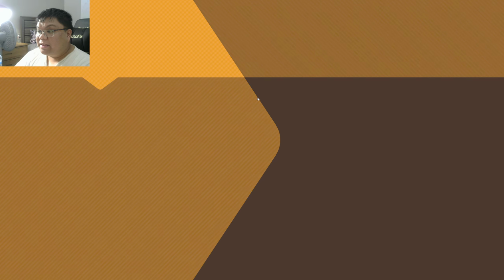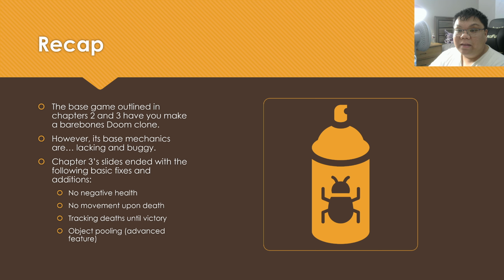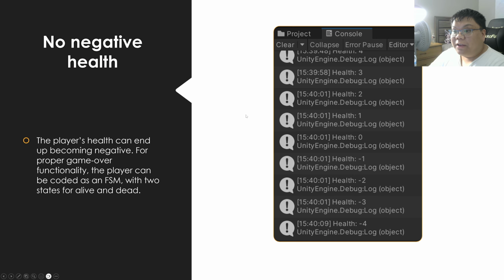But let's talk about what's going on with your base game. So by this point, you should have the project as outlined in chapters 2 and 3 of the textbook, but the base features are lacking and buggy. Towards the end of chapter 3, I talked about those issues and a few possible additions you can add.